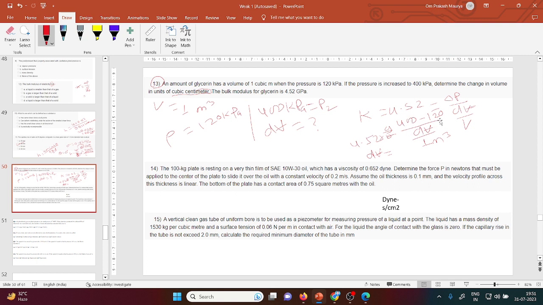Here 400 and 120 are given in kilopascal. You need to convert to pascal, so you can multiply both by 1000, 10 to the power 3. After solving delta V, you will get 0.12340 and 619, that is in meter cube. If you want to convert to centimeter cube, then 61.9 centimeter cube is the answer for this question.